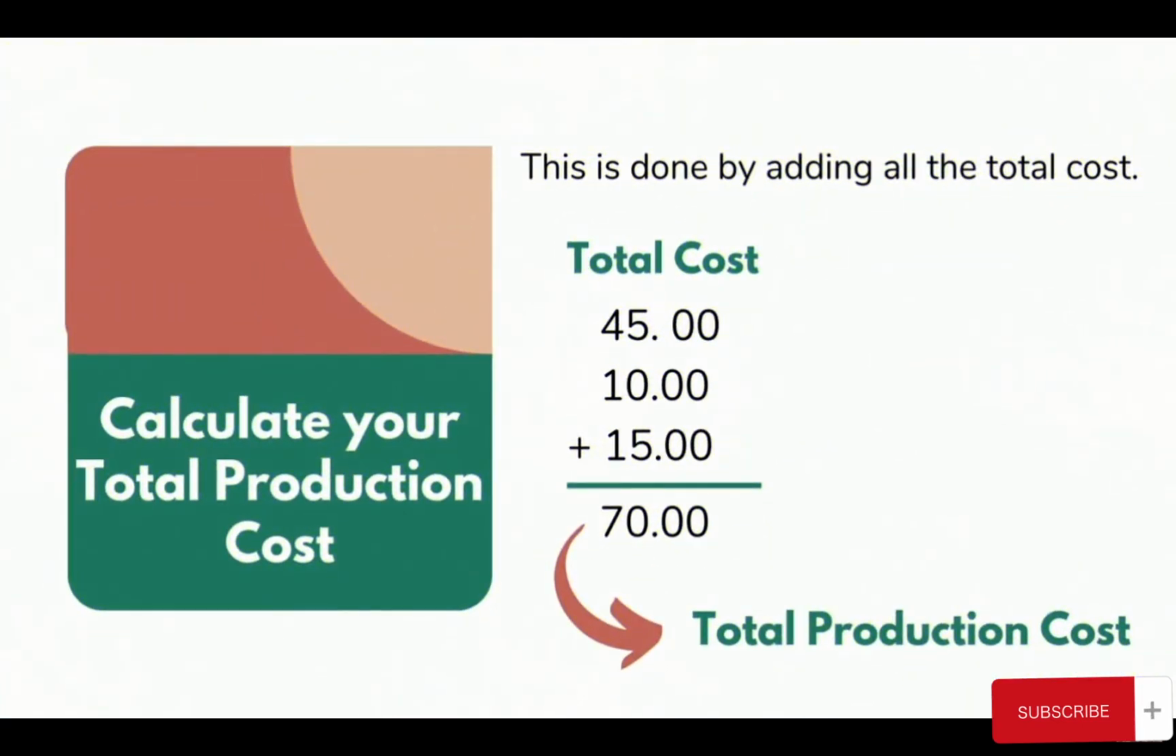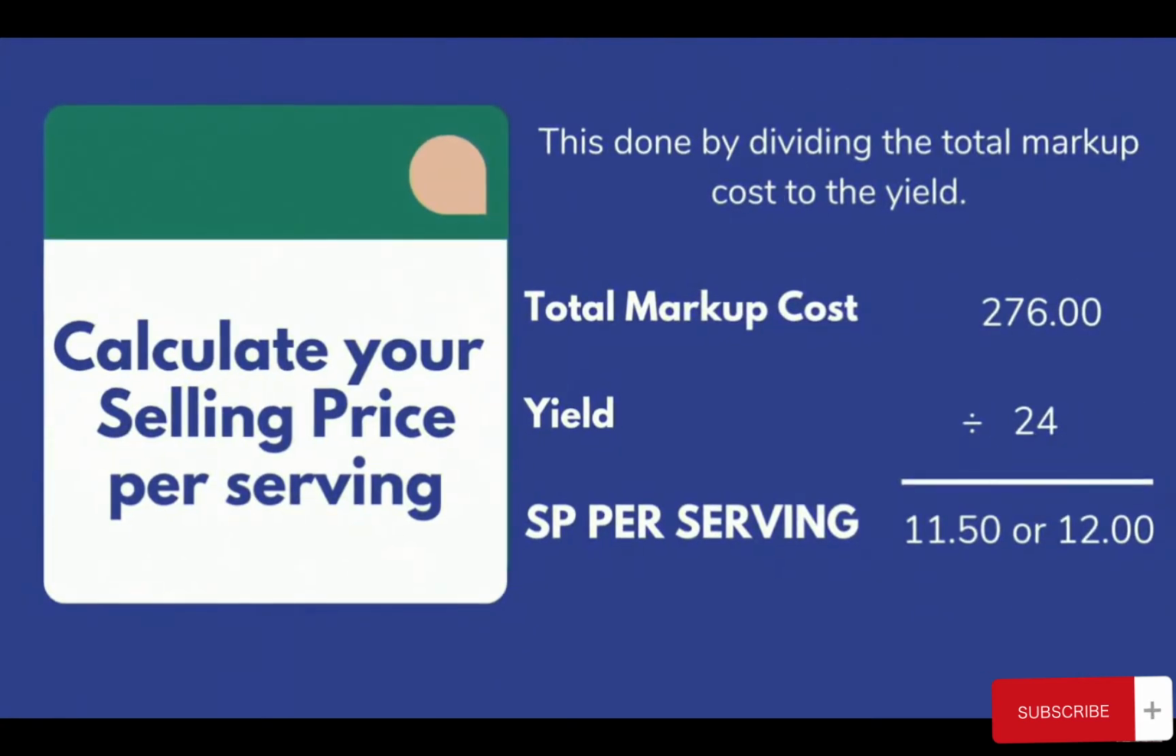Calculate your total production cost. This is done by adding all the total costs. For example, 45 pesos plus 10 pesos plus 15 pesos is equal to 70 pesos, which is the total production cost. Calculate your selling price per serving. This is done by dividing the total markup cost by the yield. For example, the total markup cost is 276 pesos divided by yield 24. So the selling price per serving is 11.50, or you can sell it at 12 pesos.